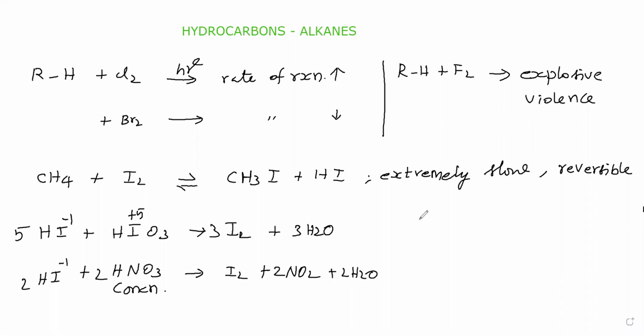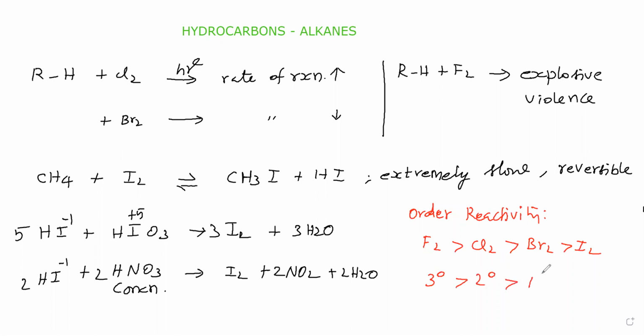So, order of reactivity of halogens, that we will say. Order of reactivity of halogens means F2 is more reactive than Cl2, Cl2 is more reactive than Br2, Br2 is more reactive than I2. Then in the alkanes, how the order of reactivity will be there in the sense tertiary will be greater than secondary will be greater than primary, like this will be there.